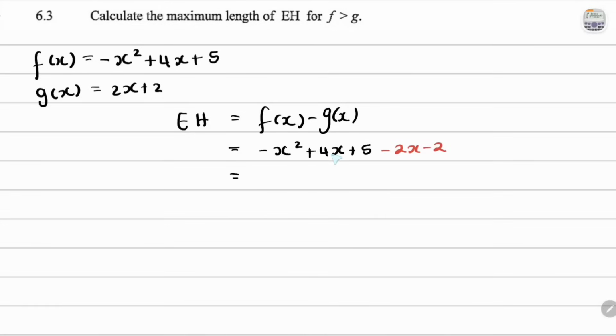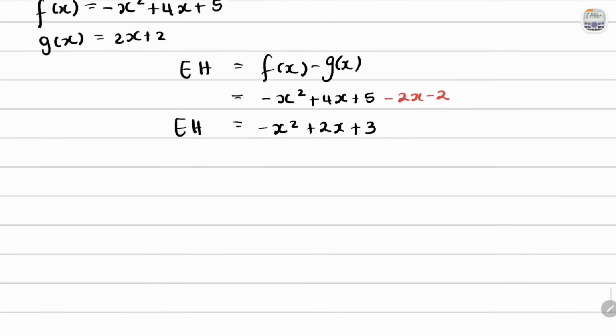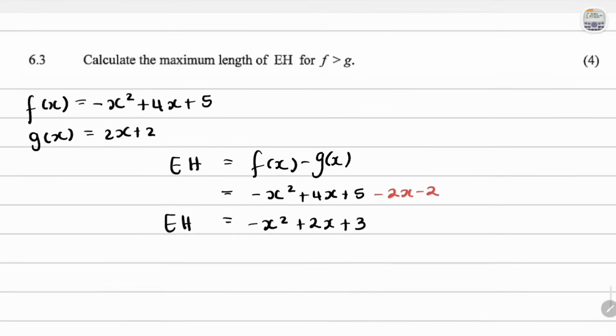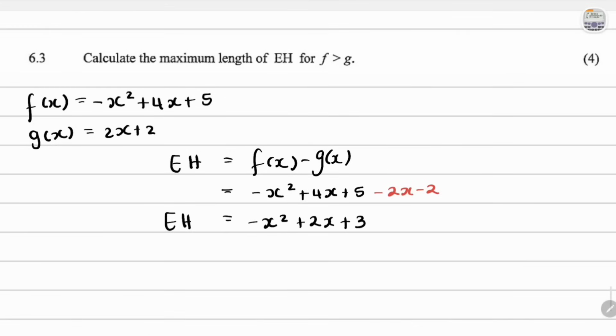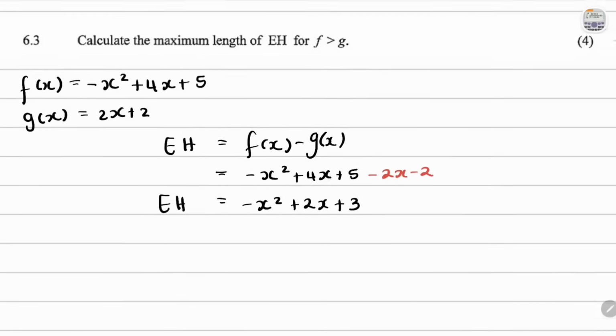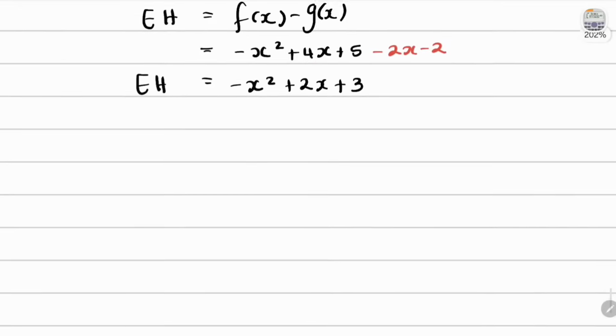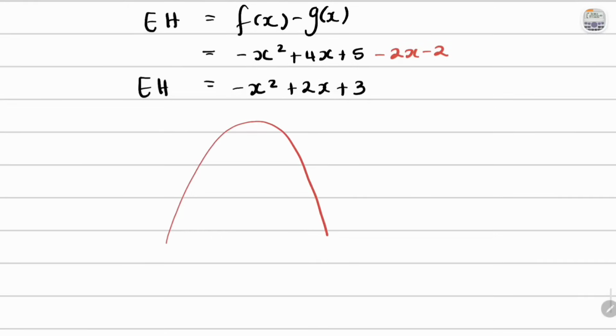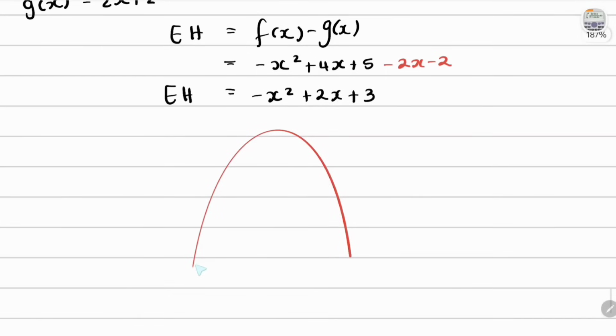So this is equal to, and now just put your like terms together. Those two give you +2x, and 5 minus 2 is +3. Okay, so this is the length of EH. It's not the maximum yet, it's just the length. So now to find the maximum, do you see that the length of EH is in the form of a parabola, a concave down parabola specifically? All of these, at different points, will tell you the length of EH at different x values. But we're looking for the highest, the maximum, which happens right here.